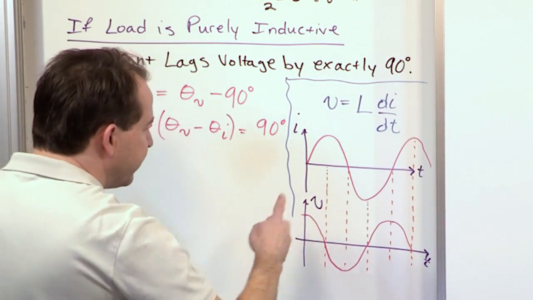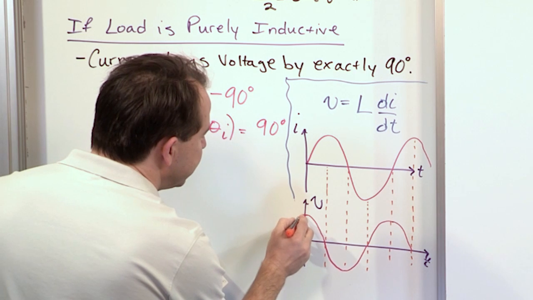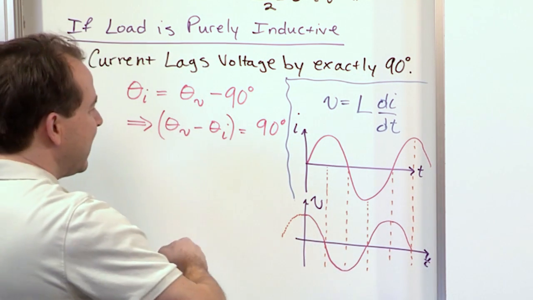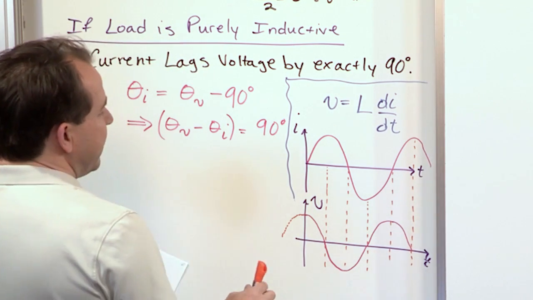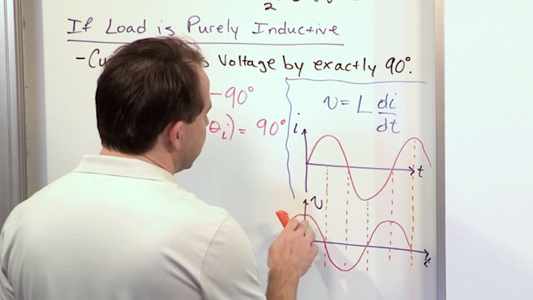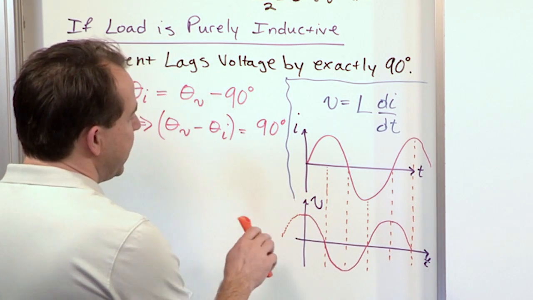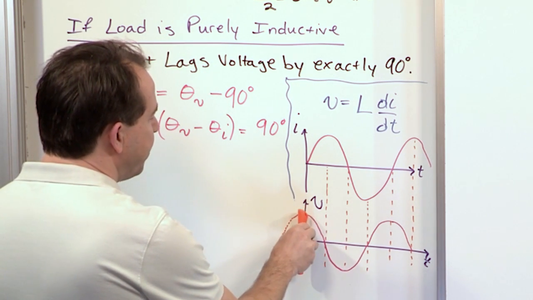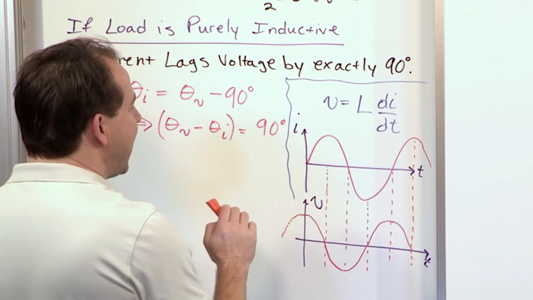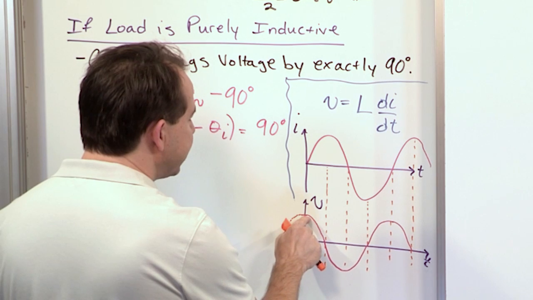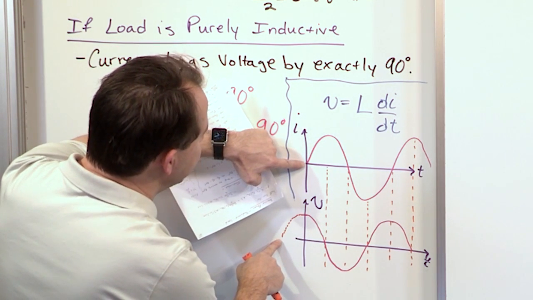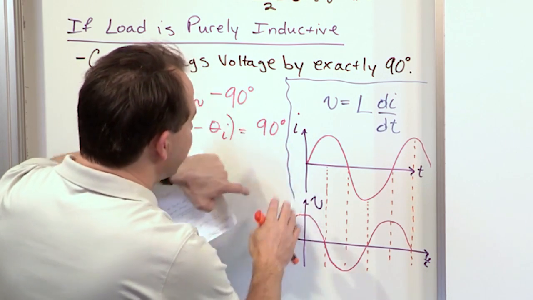It's a little easier to understand if I actually do a dotted line in the negative time direction like this, right? Current lags voltage. What that means is that at any point in time, let's pick right here, this is the voltage right here. We're saying that right at this point, here's what the voltage is looking like. The current is going to lag that guy by 90 degrees. So if I take this guy and go 90 degrees to the left, this is exactly what my current is doing at that point in time. And that's what's basically happening.